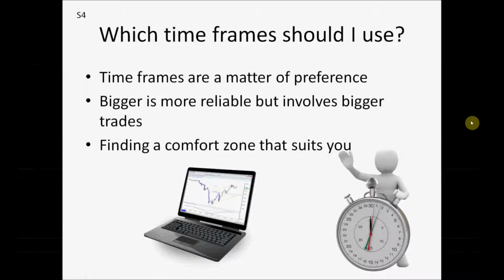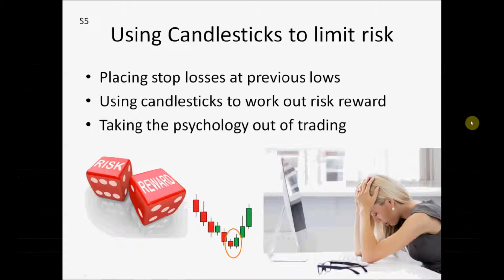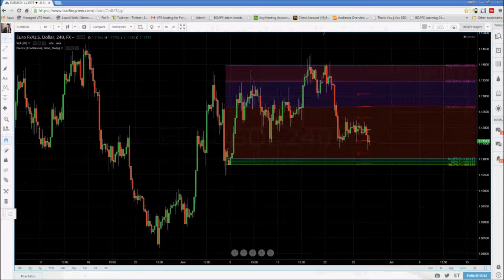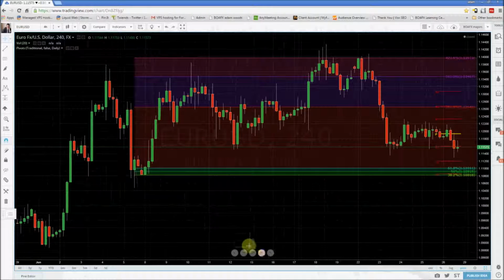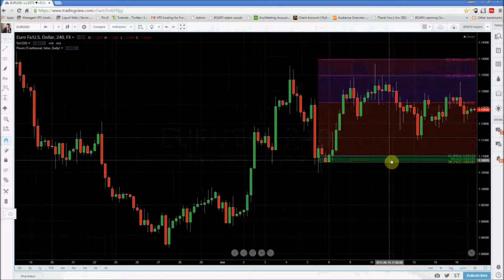Let's move on to the next slide for a second. Using candlesticks to limit risk, placing stop losses at previous lows, using candlesticks to work out risk reward, and taking the psychology out of trading. Now this is another reason why candlesticks are so beneficial. And again, let's have a quick look at the charts here. Now we're going to use the example on the euro US dollar. I like this example because it gives us all the scenarios.